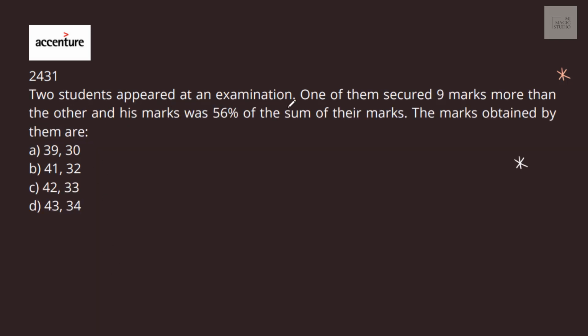Two students appeared at an examination. One of them secured 9 marks more than the other. So the marks are x and x plus 9. And his marks, that means x plus 9 marks, was 56% of the sum of their marks. Sum of their marks is this. So let us calculate this.